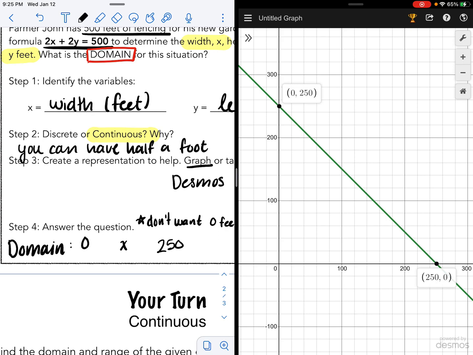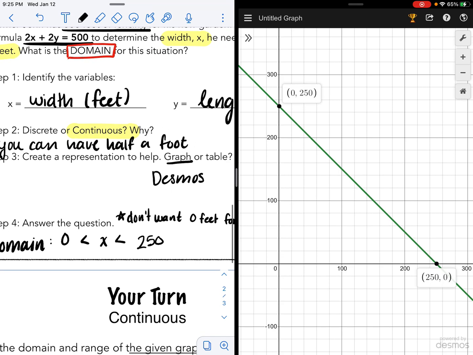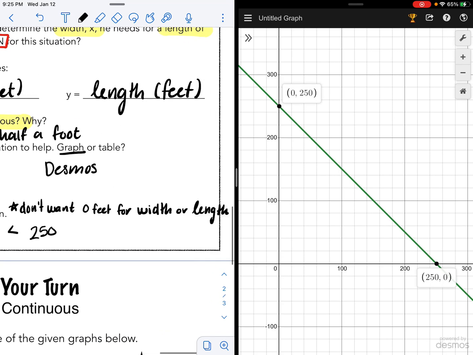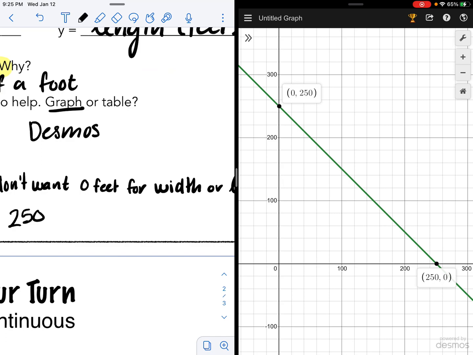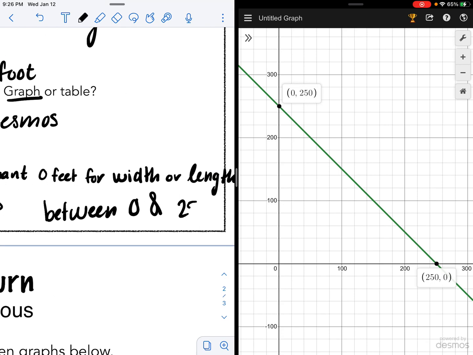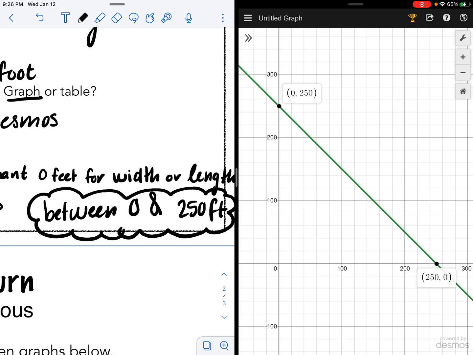to 250. And I am only going to write less than, because if I write less than or equal to, that means I'm okay with having 0 width. And that doesn't make sense. So we're going to go from 0 to 250. And your statement would be between 0 and 250 feet. And that would be it.